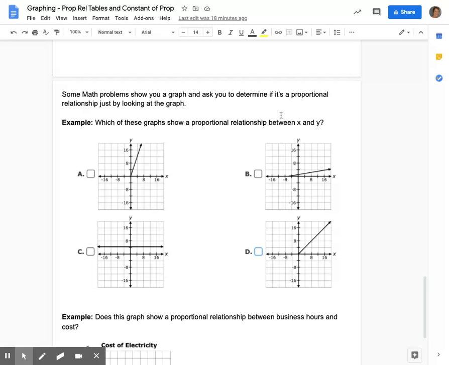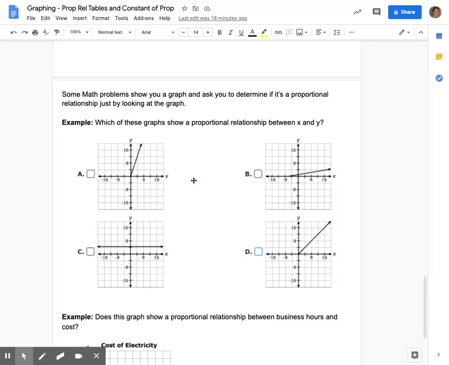Some math problems show you a graph and ask you to determine if it's a proportional relationship just by looking at the graph. Example, which of these graphs show a proportional relationship between x and y? Pause the video and write your answers on your paper. So let's take a look at these.